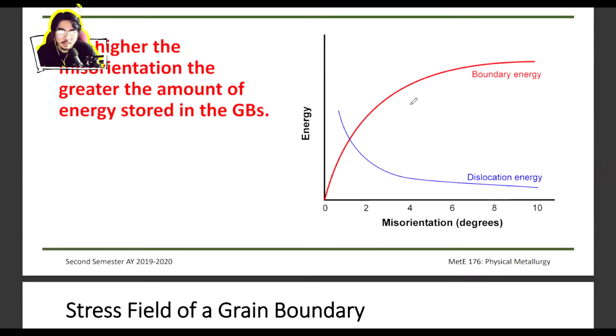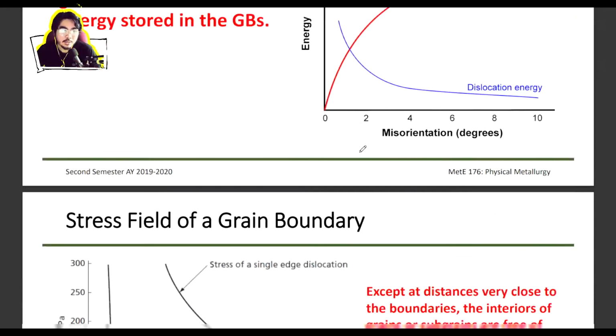Okay? So you can look at this graph right here. You'll notice that the higher the amount of misorientation, mas mataas yung boundary energy that is contained in the misorientation. Okay?